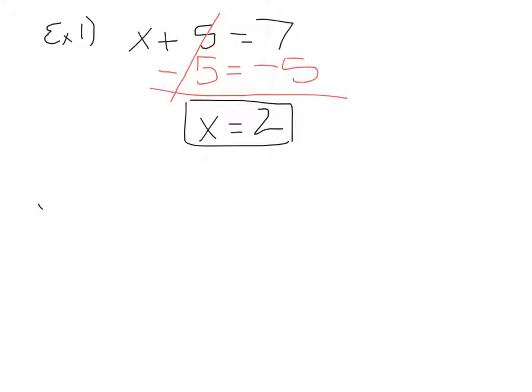Now for example 2. We're going to look at a subtraction problem. So let's say you have x minus 8 is equal to 11. So we have x minus 8 is equal to 11. So to undo the subtraction, I'm going to do the opposite of subtraction, which is addition. So I'm going to add 8 to both sides.